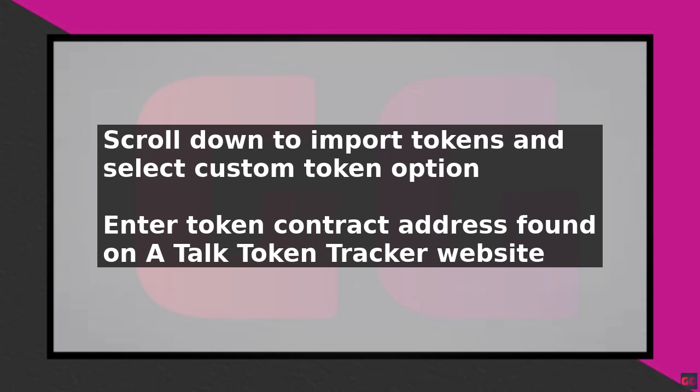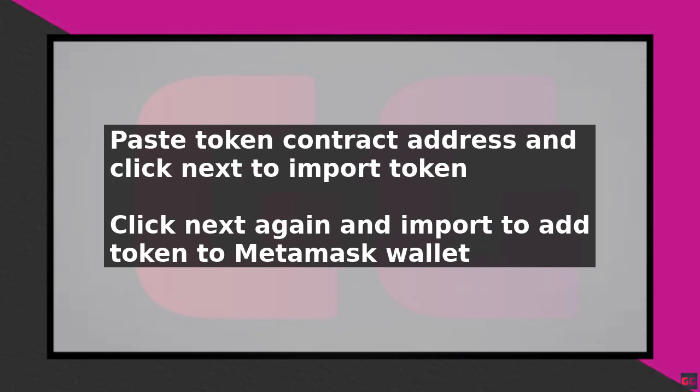On the main home screen, scroll down until you see Import Tokens and click on it. Select Custom Token and then enter the token contract address. To find this address, go to Google and search for Atok contract address, then visit the Atok token tracker website. Scroll down to Other Info and copy the token contract address with 18 decimals.